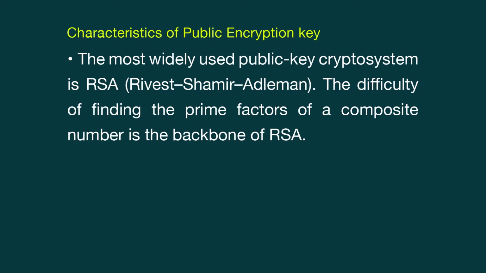The most widely used public key crypto system is RSA, Rivest-Shamir-Adleman. The difficulty of finding the prime factors of a composite number is the backbone of RSA. For example, public keys of every user are present in the public key register. If B wants to send a confidential message to C, then B encrypts the message using C's public key. When C receives the message from B, then C can decrypt it using its own private key. No other recipient other than C can decrypt the message because only C knows C's private key.